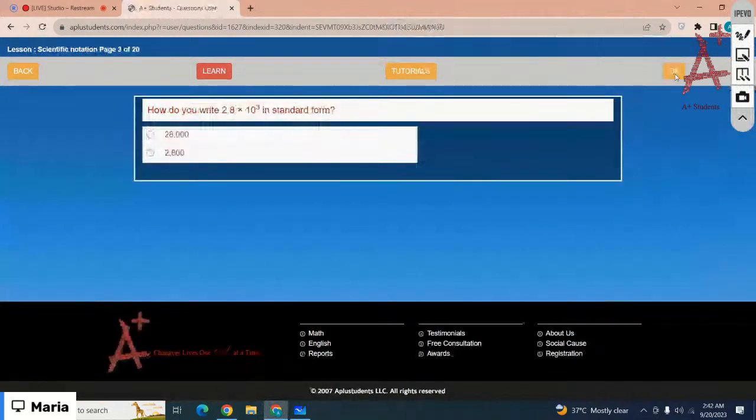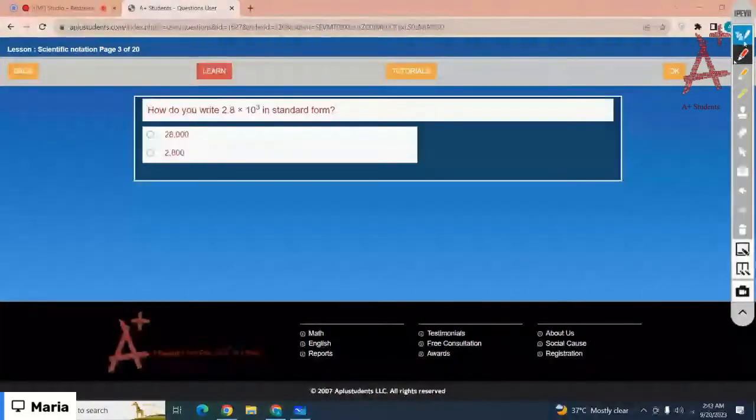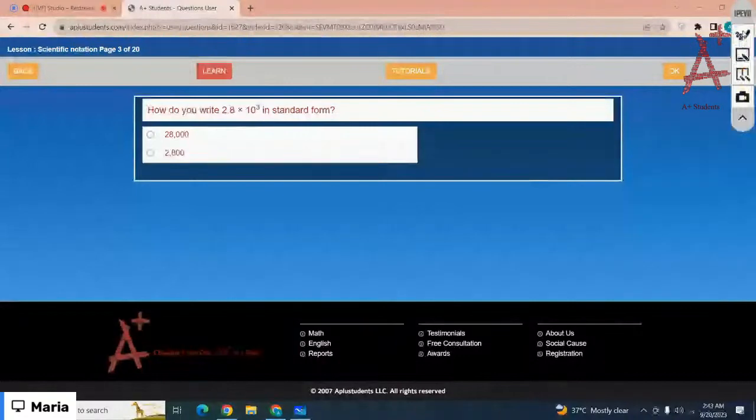How do you write 2.8 times 10 exponent 3? So the exponent of 10 is 3. That means you have to move the decimal point 3 places, right? So 2.8, you have only one digit after the point. 2, 3, you have to move the decimal point from here to here. It would be 2800, right? So the basic thing is the exponent tells you how many places to move the decimal point. The second option is the correct one, right?